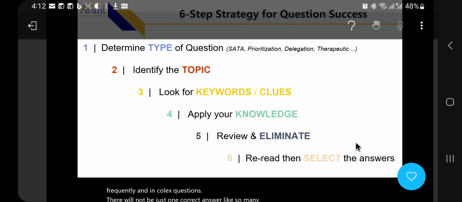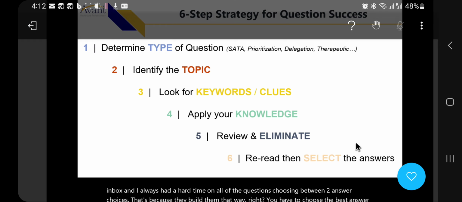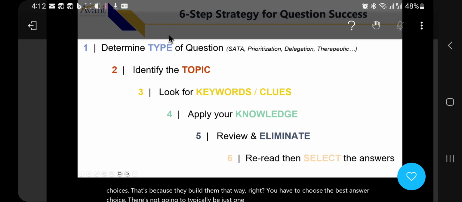So many people will write back, yes, I took my NCLEX and I always had a hard time on all of the questions choosing between 2 answer choices. That's because they build them that way. You have to choose the best answer choice. There's not going to typically be just one correct answer choice when you just read the question straight through. You have to really think it through.